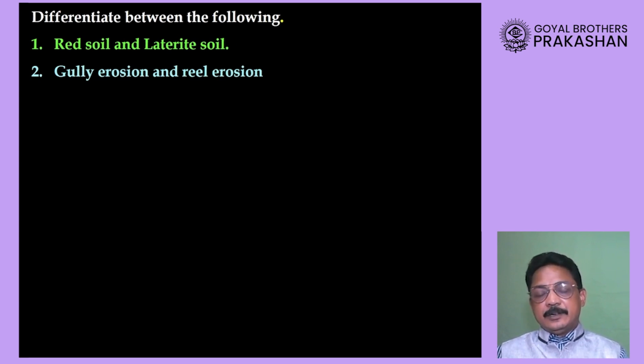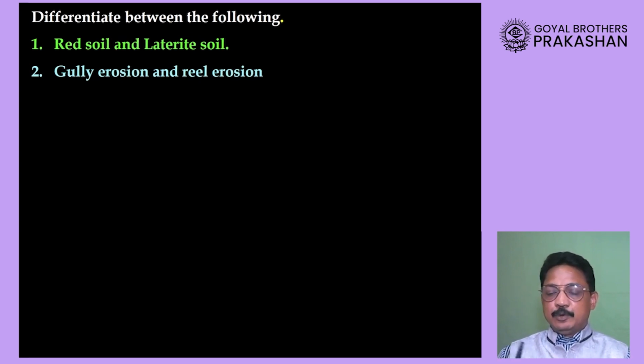Gully erosion and rill erosion. Gully erosion happens when deep grooves are formed in bedrock by the flow of water for a longer period of time. Rill erosion is the erosion when small channels of water start eroding the surface of earth, forming small grooves in the soil.